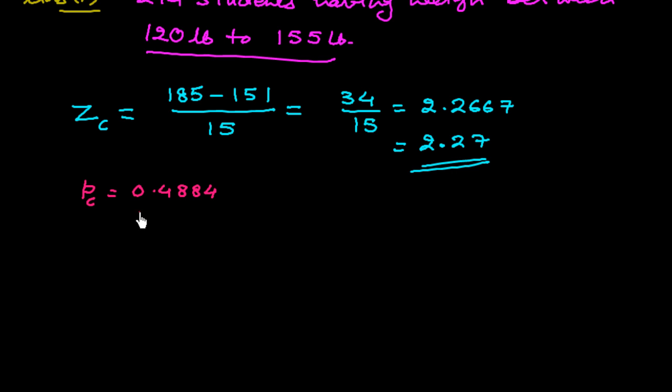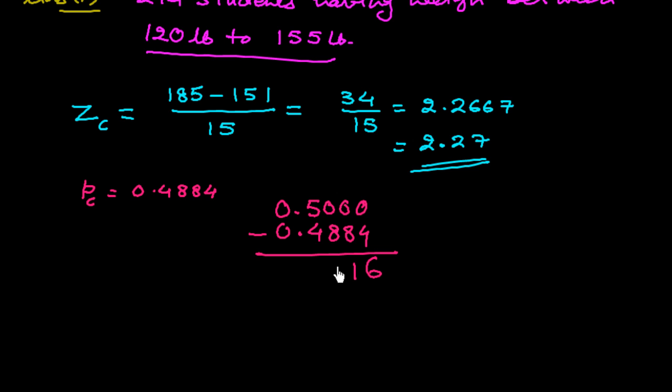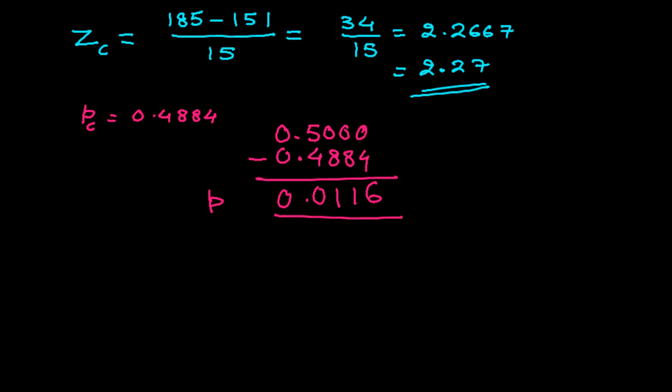Beyond 2.27, so we subtract this from 0.5. So we get here 0.5000 and 0.4884. So 10 minus 4 is 6, 9 minus 8 is 1, 9 minus 8 is 1, and here 0. So we got here the probability, which is 0.0116.